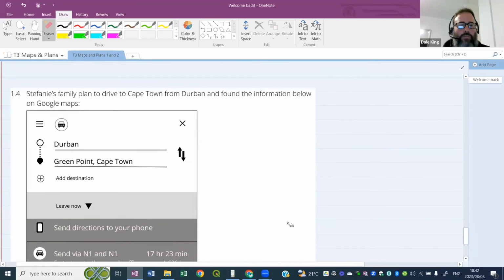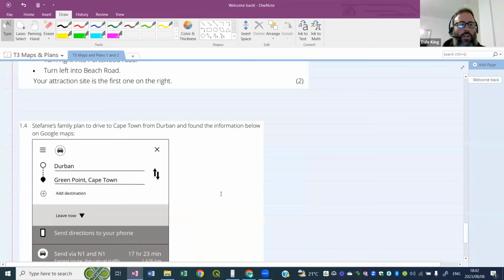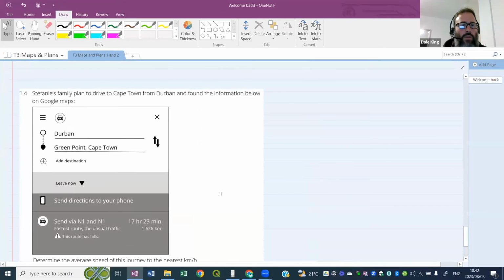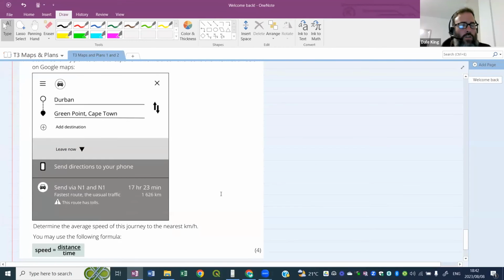Have a look here. I'm going to zoom out a tiny bit. So it says here, Stephanie's family planned to drive to Cape Town from Durban and found the information below on Google Maps, as you do. So it shows there from Durban to Cape Town, and then at the bottom here, we have some information. We've got two things. We have a time and we have a distance.